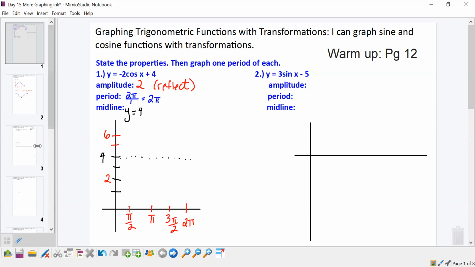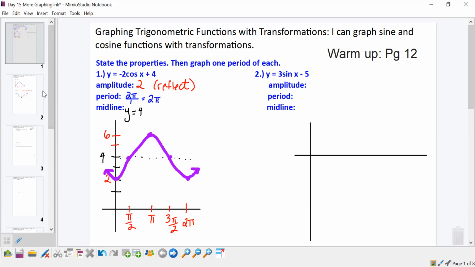And then the cosine pattern, but reflected, is minimum, midline, maximum, midline, minimum. Connect your points in a nice smooth wave. Turn those minimums back around, and you need arrows on the end.